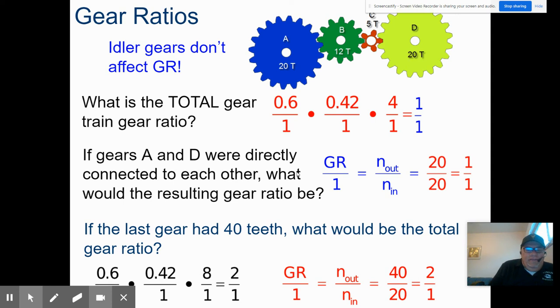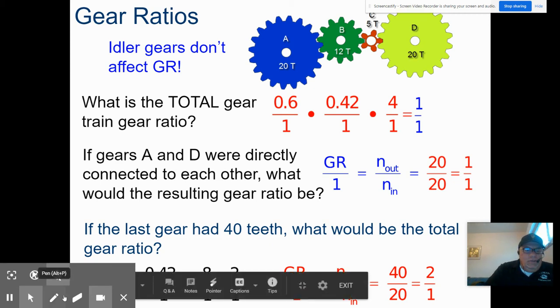And then if the last gear had 40 teeth, what would be the total gear ratio? Let me move this out of the way.